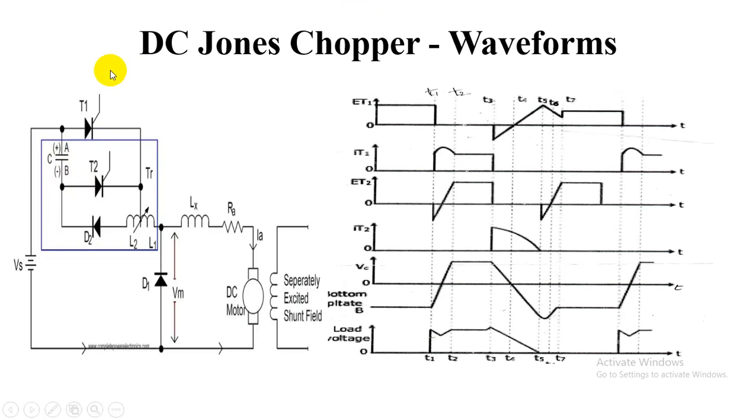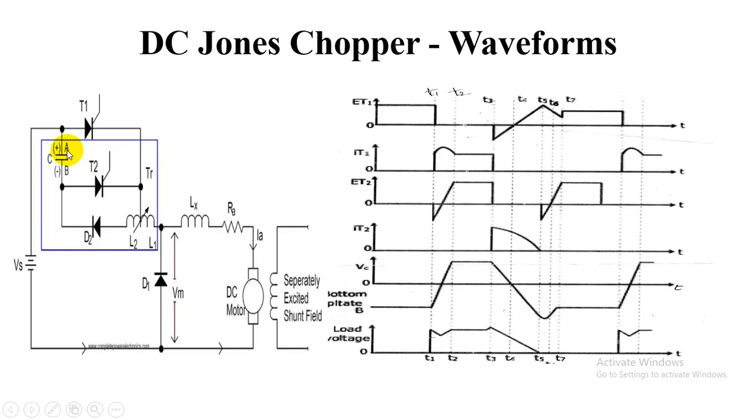Due to that, what happened? When we consider these polarities across T1 and T2, minus appears here and plus appears here. So when we see these polarities across T1, it is reverse biased, which turns thyristor T1 off. The same polarities we can apply across T2 also, and this is plus and this is minus, which shows that thyristor T2 is forward biased, and when we give the gate pulse to thyristor T2, it automatically turns on.